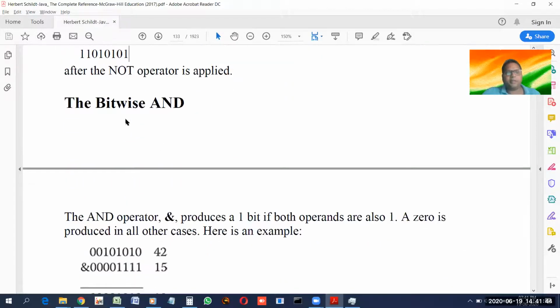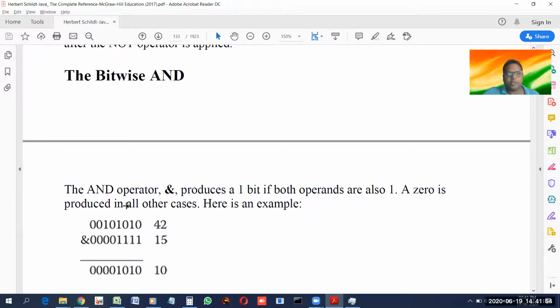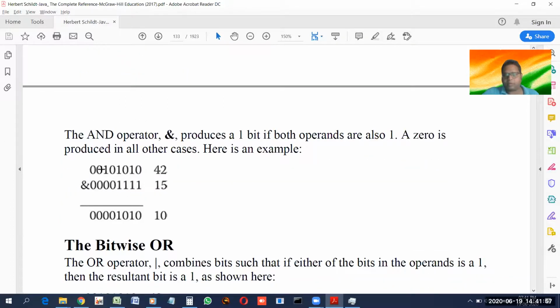In the same way, the bitwise AND operator. For the AND operator, there must be at least two inputs. At least two inputs will be there, then only the AND operator could work nicely. So look at the work of the AND operator. This is 42 and this is 15 written in binary.